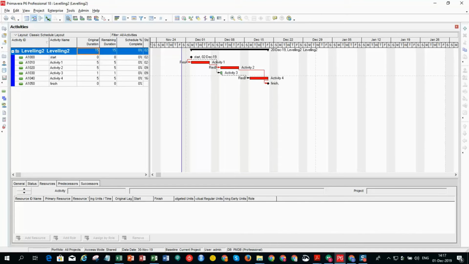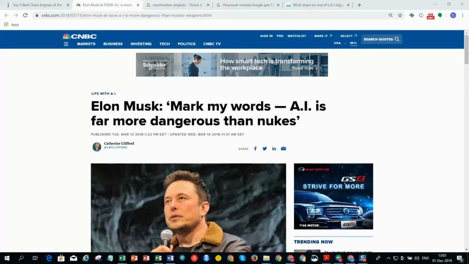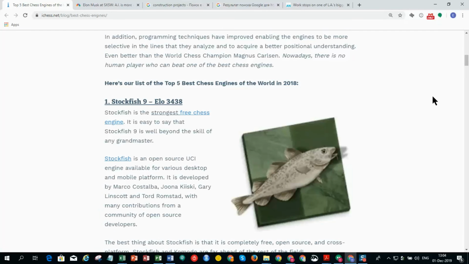Now, I want to have some philosophical discussion here. We live in the 21st century. Computers have reached such a level of development that some people are seriously asking questions about the danger of uncontrolled development of artificial intelligence. Nowadays, any of us can download and install on his PC a free chess engine, which will show better results than most of the human grandmasters.